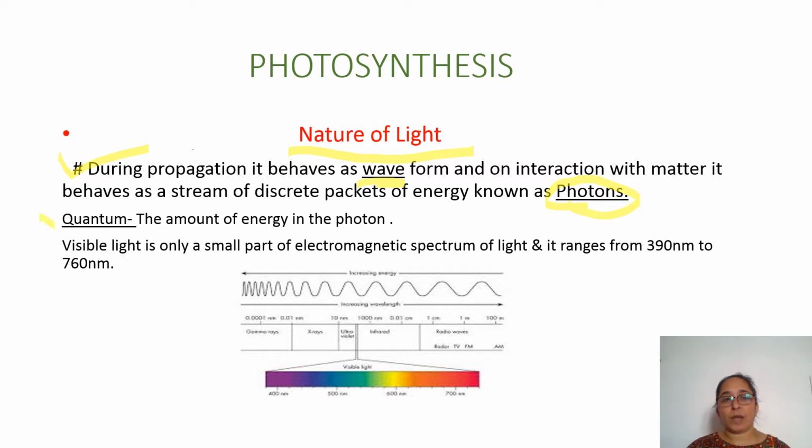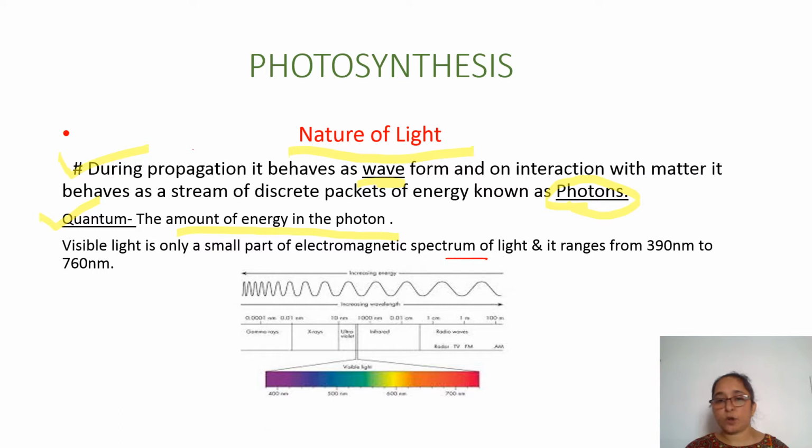Now what is this quantum? Quantum is the amount of energy in the photon, and here I have drawn the diagram also. You can see, so this one is a visible range. So visible light is only a small part of the electromagnetic spectrum.